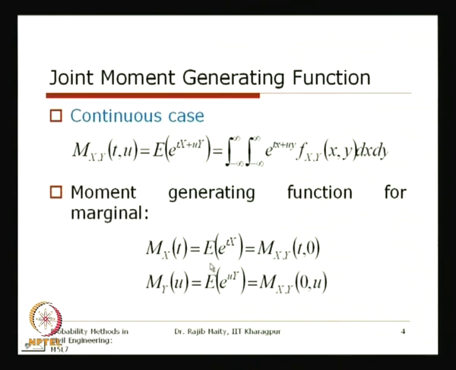Now if we put u equal to 0, we can write the moment generating function of the joint random variables X and Y with t kept and u replaced by 0. This explains how to get the moment generating function for the marginals: if we know the joint moment generating function, then by replacing the suitable variable we can get the moment generating function of the marginals. Similarly, for Y we replace t by 0 and keep u in the joint moment generating function.